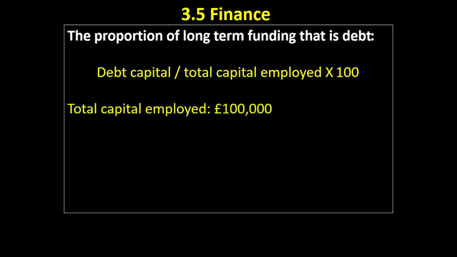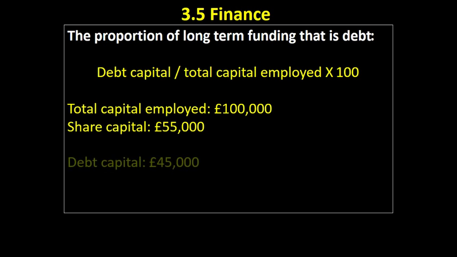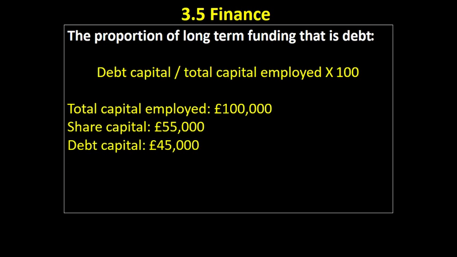So let's just take a really easy example. Let's just say a business's total capital employed is 100,000. The share capital is 55,000. That means, of course, that 45,000 has come from other sources. If this is the only capital in the business, i.e. there's no retained profit, you can see that 100,000 has been largely financed by shares, but also partially financed by debt capital.